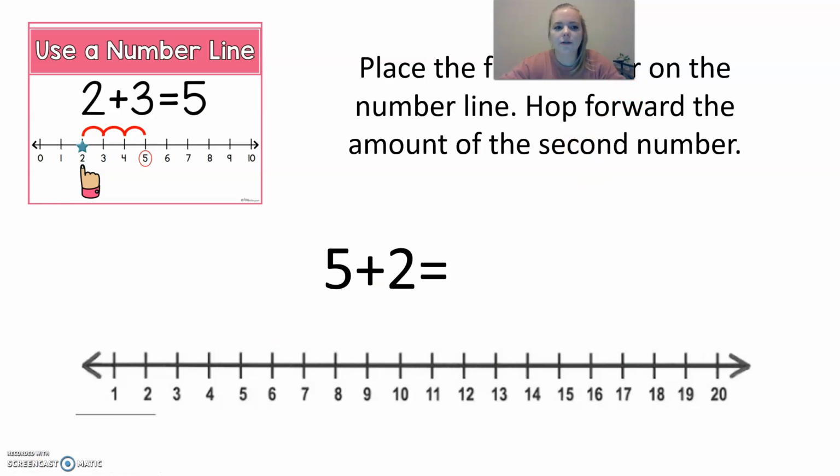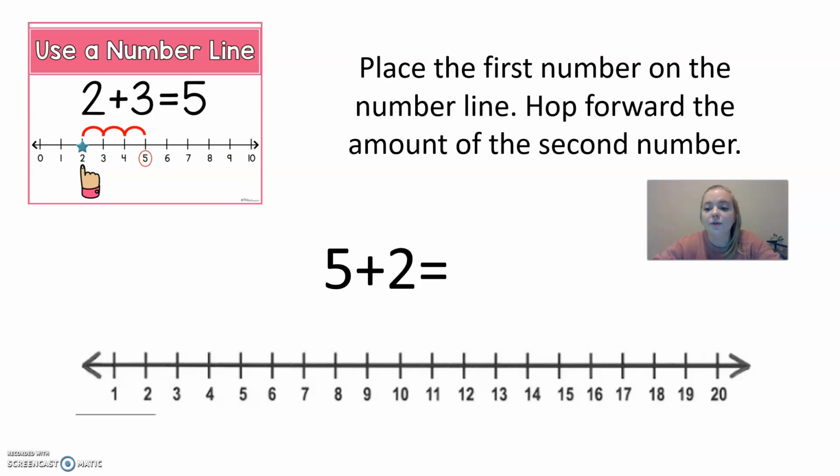All right, so today we are going to be talking about using a number line to add and subtract, okay? So when you use a number line, the first thing that you're going to do is place the first number on the number line, okay, when we're adding. So here I have 5 plus 2. So I'm going to plot 5 on the number line. So I'm going to put a dot right here. And the second number tells me how many jumps I need to make. If I'm adding, I'm hopping forward. Okay, so I'm getting bigger.